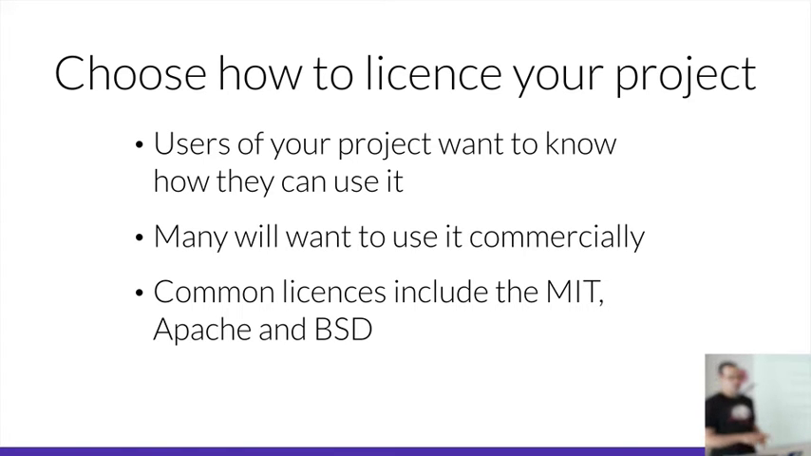So once you've got the contributors, you also need to look at how you license it. Users of your project want to know how they can use it. Many will want to use it commercially. Common licenses are the MIT, Apache, and BSD license. For most of my personal projects, I typically use MIT because it's really easy to understand, really short. At Beamly, we typically use Apache unless the community we're developing it for has other standards that they use.